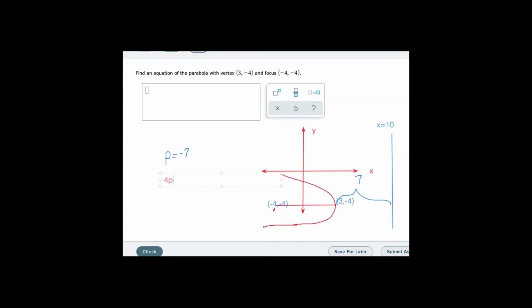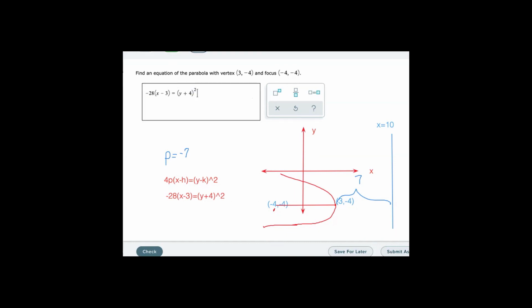4p times x minus h, that's the linear term, equal to y minus k squared. And so then we substitute in. 4 times p is 4 times negative 7, so it's minus 28, times x minus 3, because that's the vertex, equal to y plus 4 squared. So we'll substitute that value in.